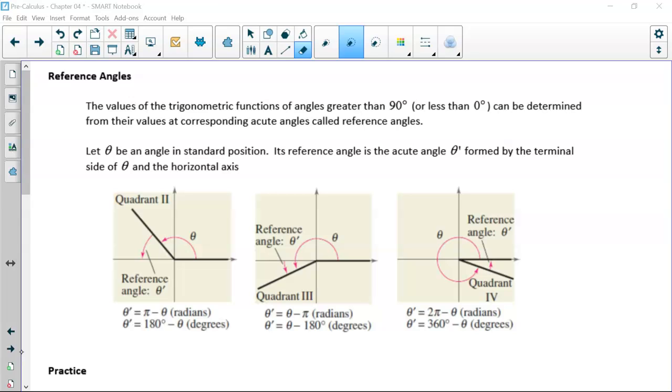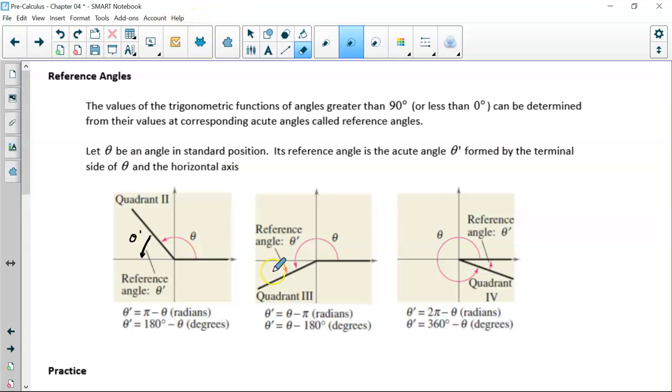Now, one thing with reference angles, they're always going to be positive. And they're always going to be acute. They're always going to be acute positive angles. So if you take a look, and we're in quadrant 2, we're trying to find the angle to get us back to the x-axis the quickest way. So the reference angle would be this angle right here, theta prime. That's going to get us back to 180 or back to pi if we're thinking in radians.